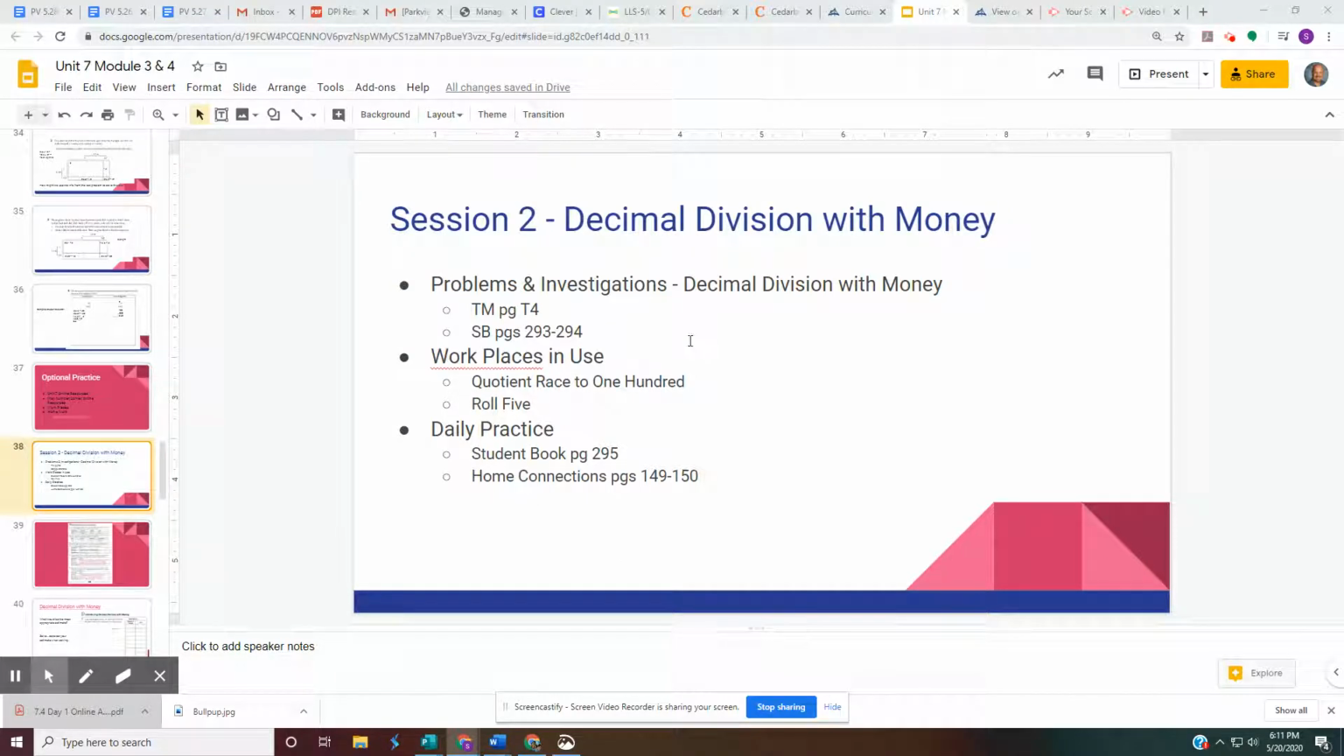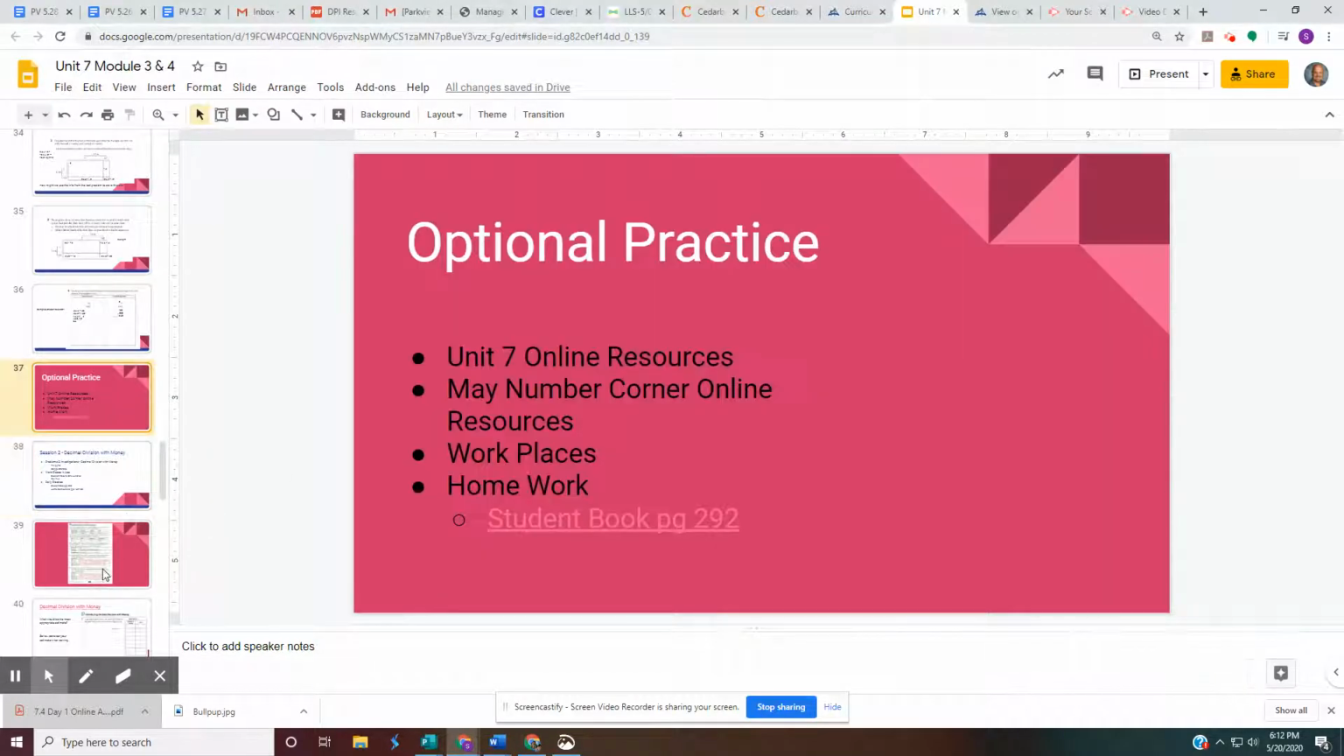You'll need your student book, pages 293 and 294 for that. We'll have our workplaces if you'd like to play that. And then when you're all done, you have a student book, page 295, and your homework connections 149 and 150. Let's take a look at your homework. I believe that was page 292.